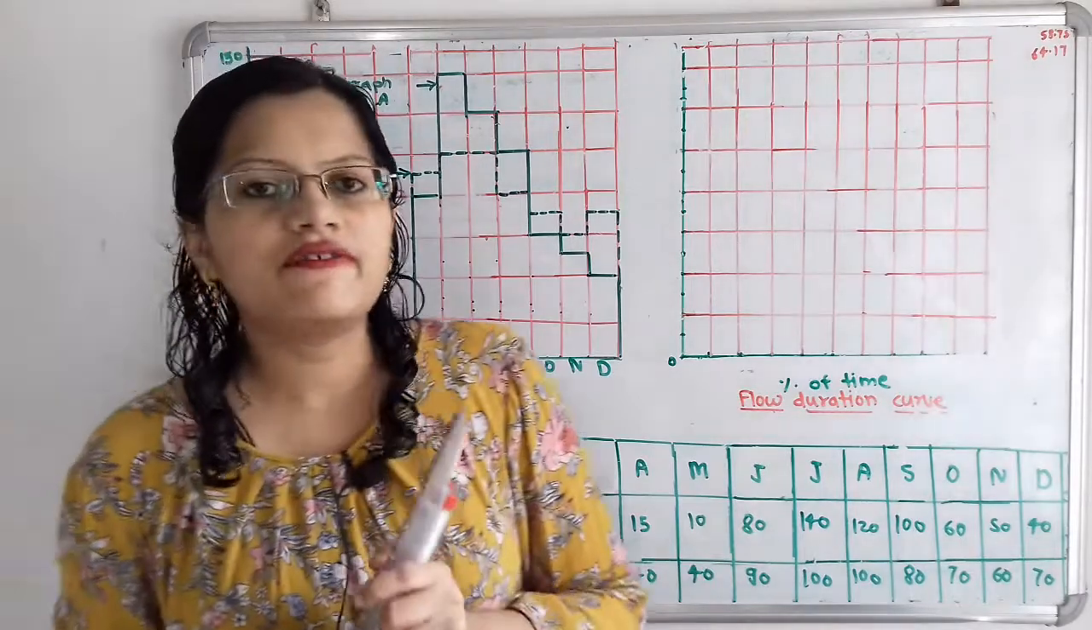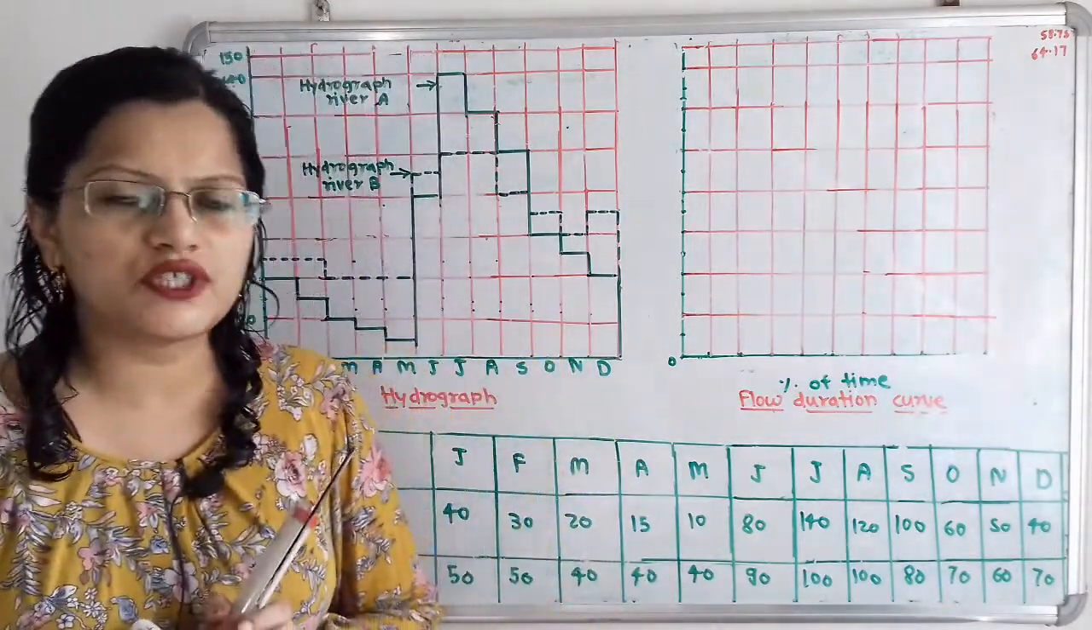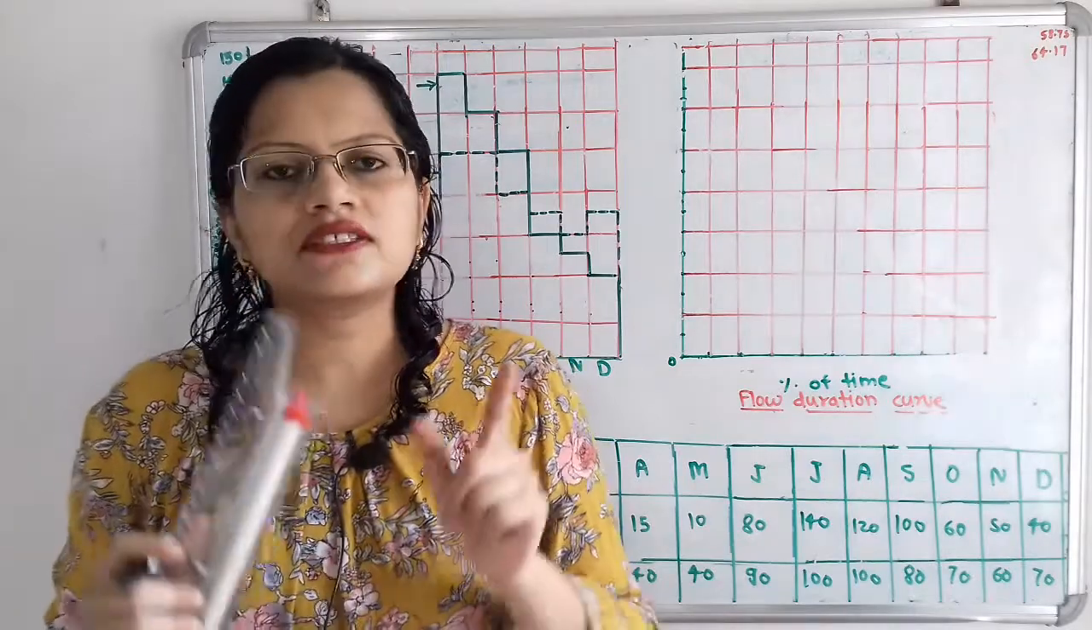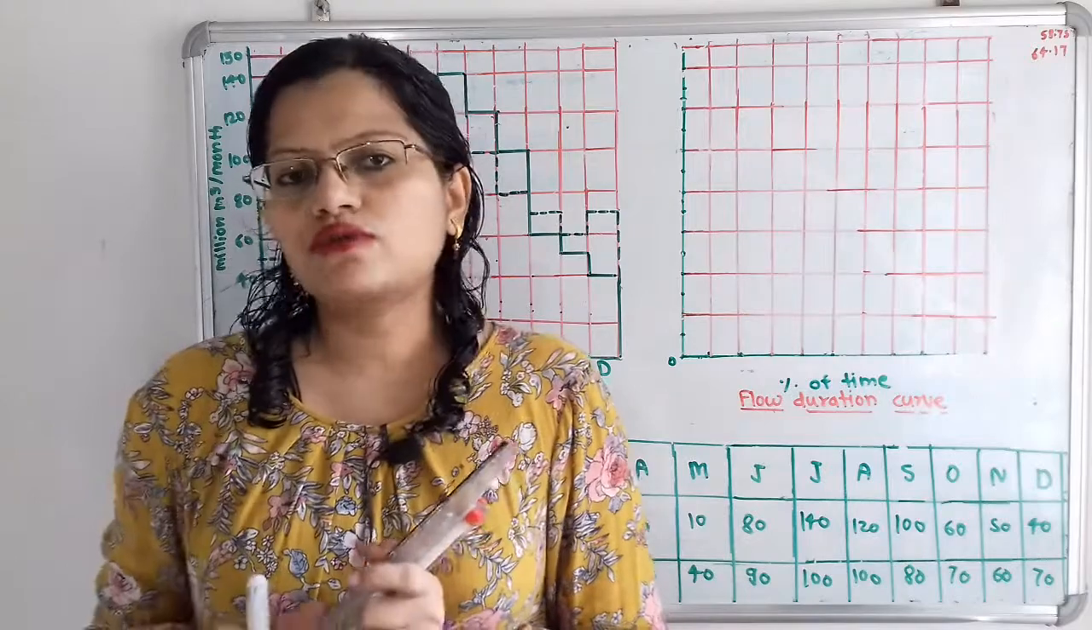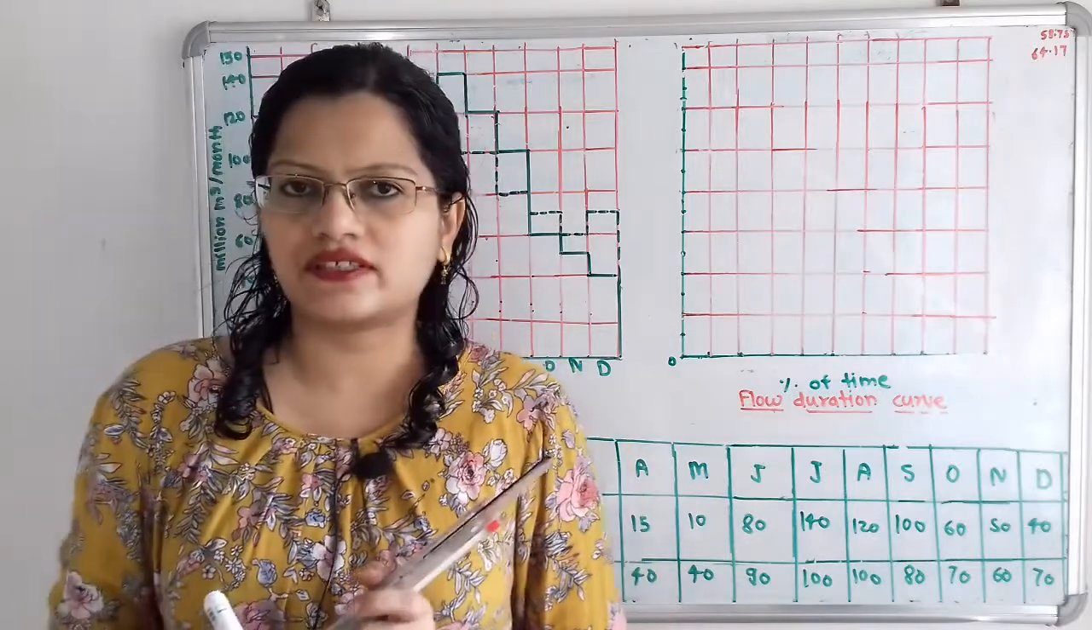Now we will move to the first question. What is the first question? Which river site is more preferable for the storage type plant? So how to solve this question, and we have to give the reason also.